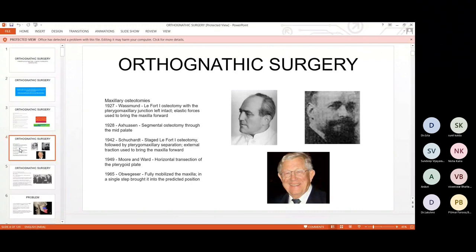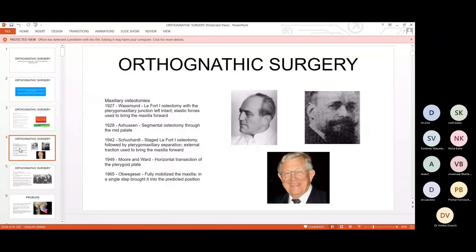So that is why he felt that, okay, fine, now I have reached, after about 20 years, right from 1942 up to 65, I have struggled, and now I have been able to achieve the movement of the maxilla in one single unit and in a single step. And I have brought it to the required position, whether anteriorly or posteriorly, which I'll come to in the later stages.